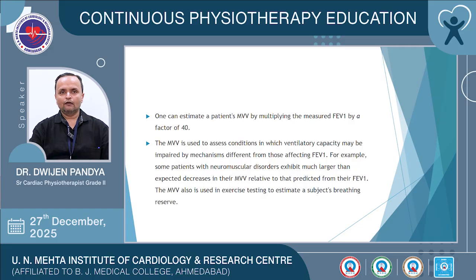For example, patients with neuromuscular disorders exhibit much larger than expected decreases in their MVV relative to that predicted from their FEV1. The MVV is also used in exercise testing to estimate a subject's breathing reserve.